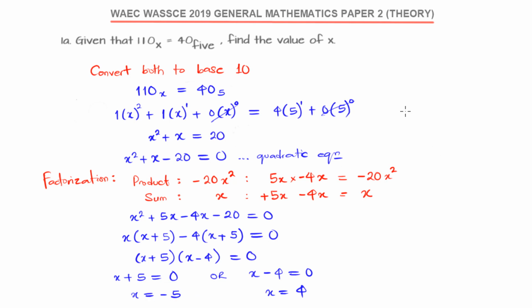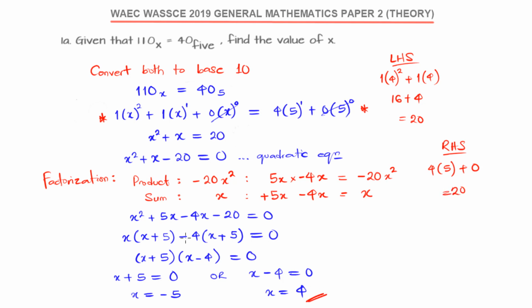And we can also check, for example, in our first expansion, in which we have 1 multiplied by x raised to power 2 plus 1 multiplied by x plus 0 multiplied by x raised to power 0. Let's just look at the left-hand side. If you are putting in 4 as the base, that will give us 1 multiplied by 4 raised to power 2 plus 1 multiplied by 4, which is 16 plus 4, and that is 20. Okay? And the right-hand side is just 4 times 5, which is 20. And already that is showing us that the correct answer is 4.